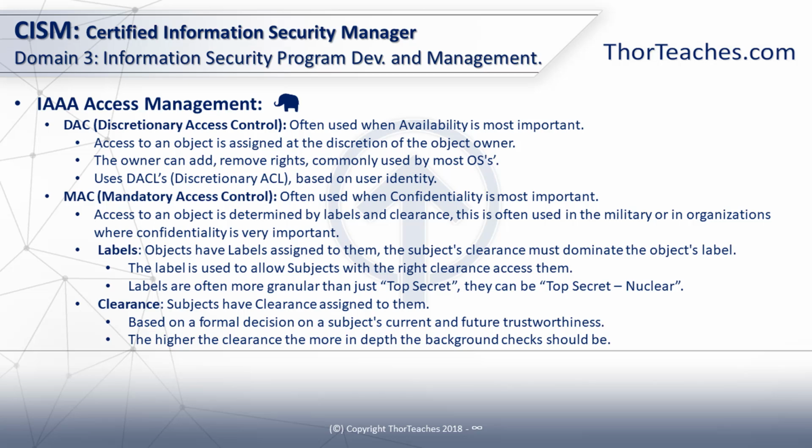And then clearance. Subjects have clearance, and it's based on the subject's current and future trustworthiness. And the higher clearance you need, the more in-depth the background checks would be. They can easily go back 5, 10, 15, 20 years, your entire life maybe, to see if there's any flags or indicators that you may not be trustworthy. Have you committed any crimes? Do you owe money? Do you have a gambling problem, drinking problem, drug problem? Have you been terminated because of wrongdoings? All of this could be something they would consider before they grant you clearance.